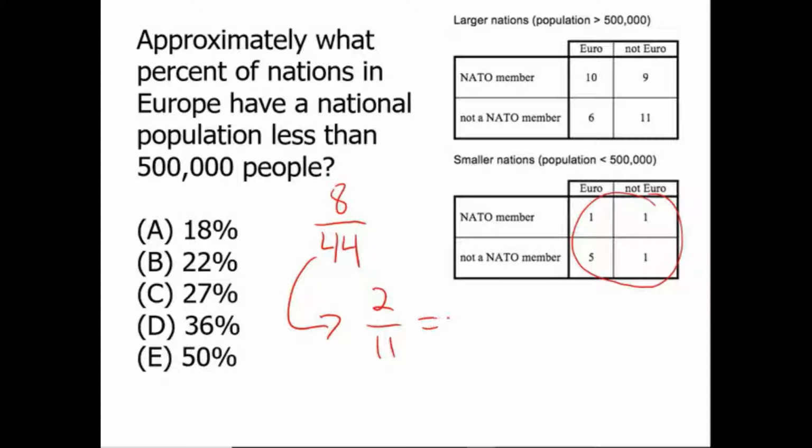When we figure that out on a calculator, we get 0.181818 repeating, which is about 18%. Answer choice A.